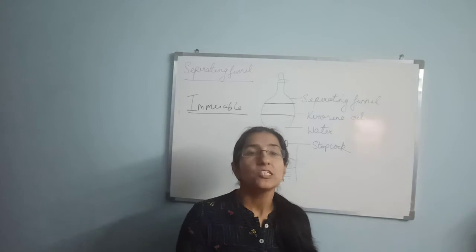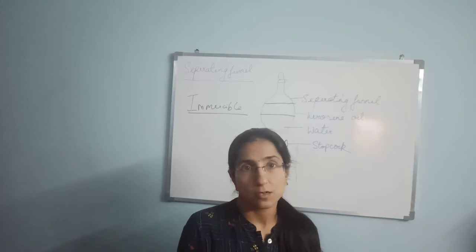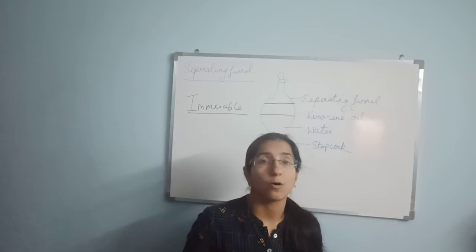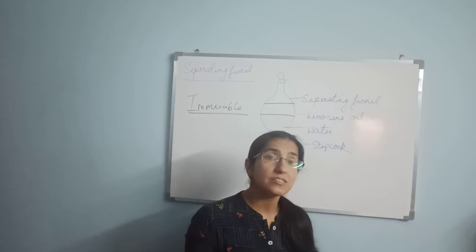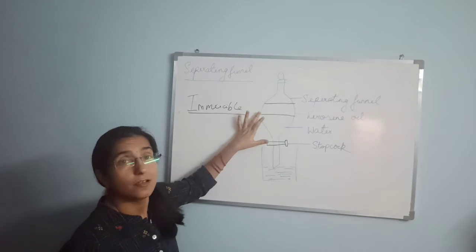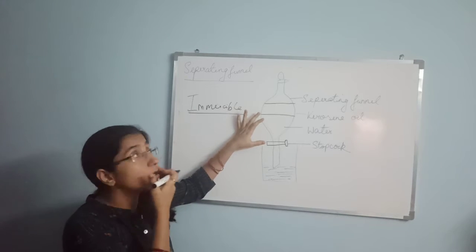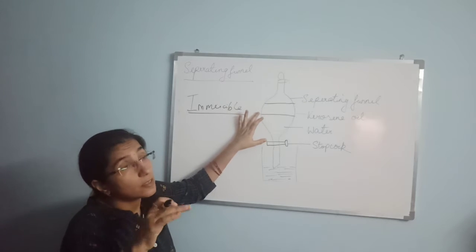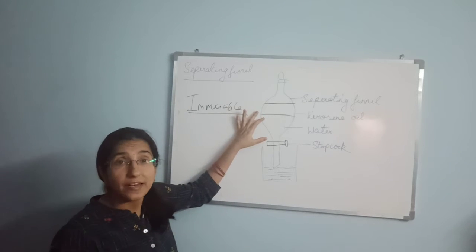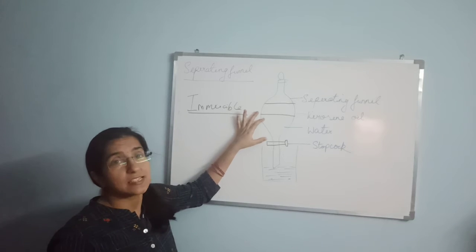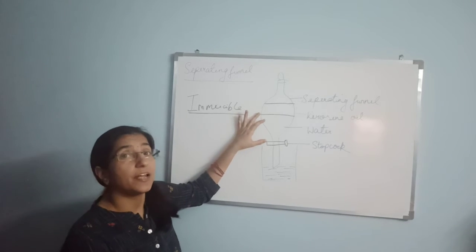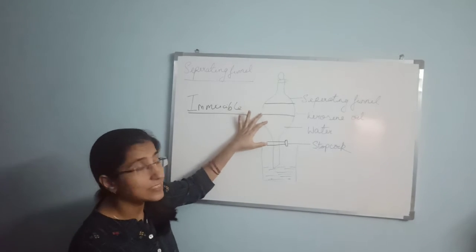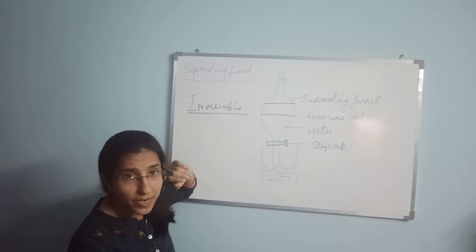Now, suppose by chance you have mixed two liquids and you want to separate them. How will you separate them? There is a technique called the separating funnel. The principle of the separating funnel is that the liquids are separated from each other on the basis of their density. The liquid which has higher density will come to the bottom, and the lighter liquid, which has less density, will be on the upper side of the second liquid.